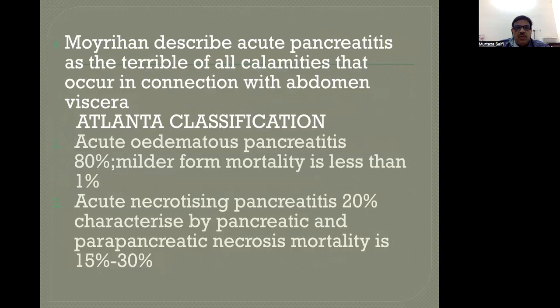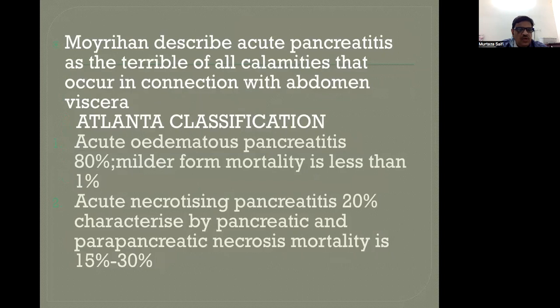Moynihan described acute pancreatitis as the most terrible of all calamities that occur in connection with the abdominal viscera. Atlanta classification: acute edematous pancreatitis is the milder form, 80%, and its mortality is very low, less than 1%. Acute necrotizing pancreatitis is 20%, characterized by peripancreatic and pancreatic necrosis. In this, mortality is 15% to 30%.